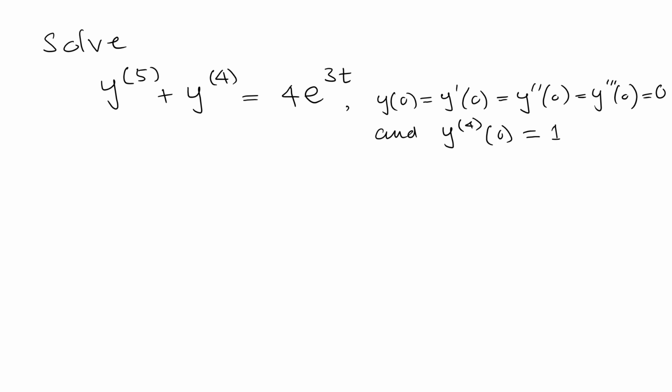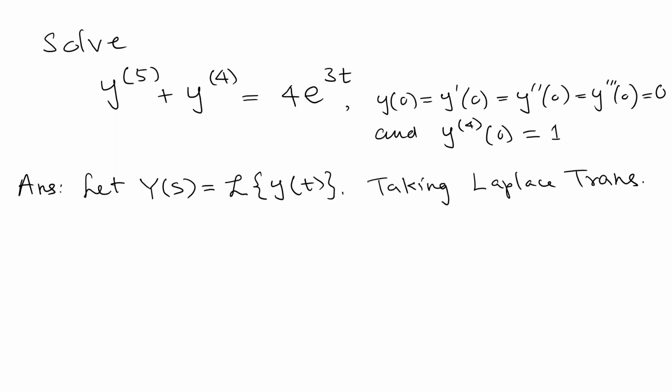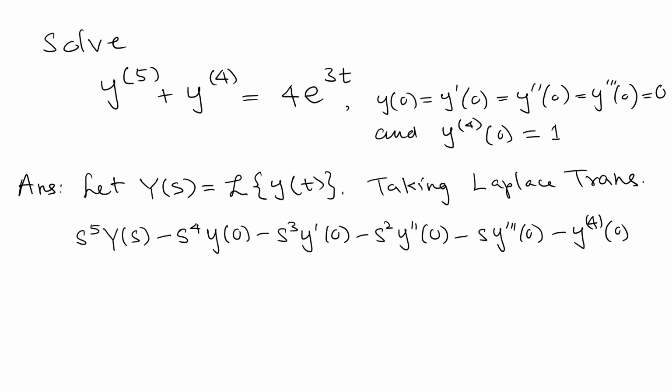If you have a problem like that, what we normally do is assume Y(s), the Laplace transform of y(t), is a solution. Then we take the Laplace transform of the differential equation, both sides. For the first term, because it is the fifth derivative, you start with the fifth power, and all the other terms have a negative sign.